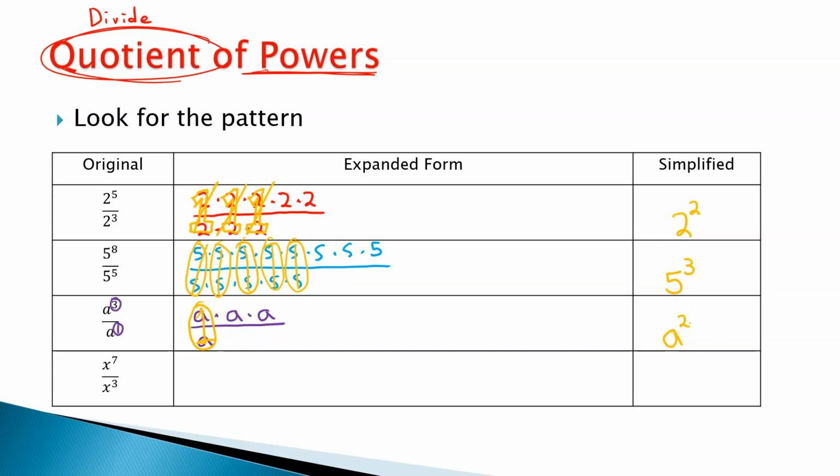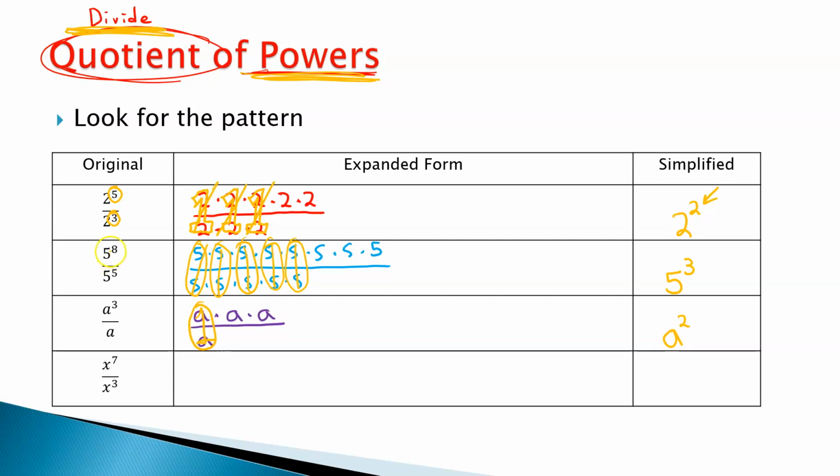So I hope you guys have caught on by this point. The shortcut, if you haven't realized, if you're ever dividing and you're dealing with exponents and you have that same base, like 2 and 2, 5 and 5, a and a, you can simply just subtract. Take a look. What's 5 minus 3? That gives you 2. 2 to the second power. The base stays the same. You're just subtracting the exponents, the top one minus the bottom one.